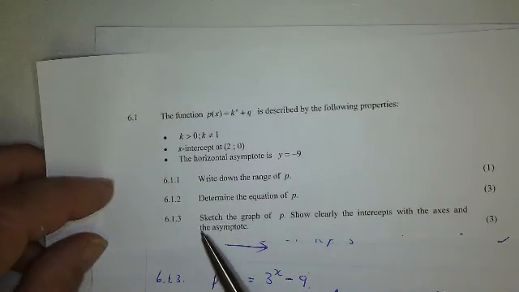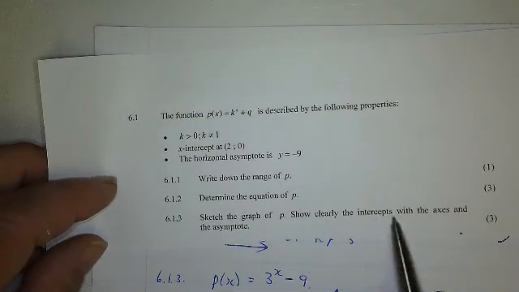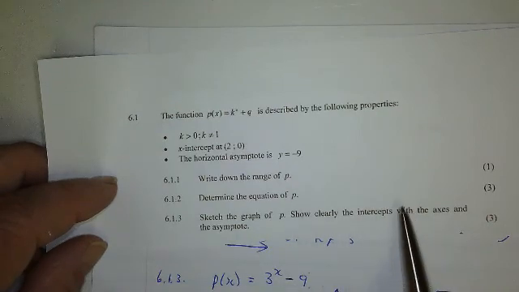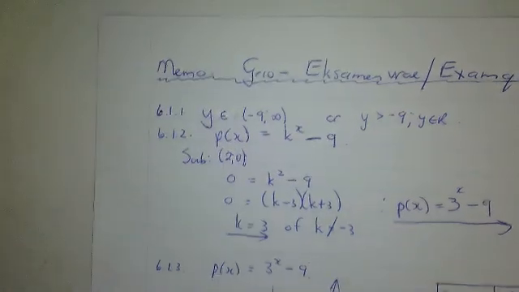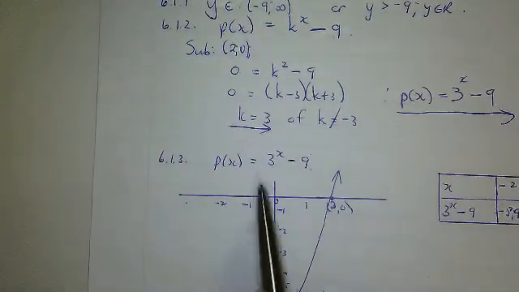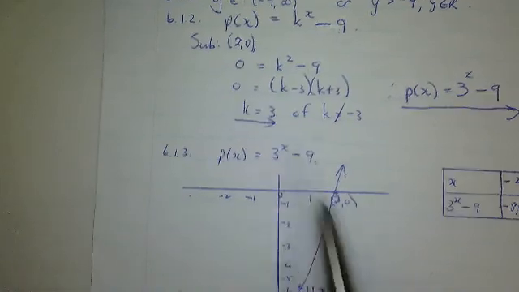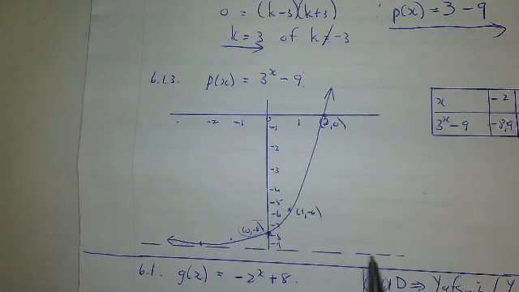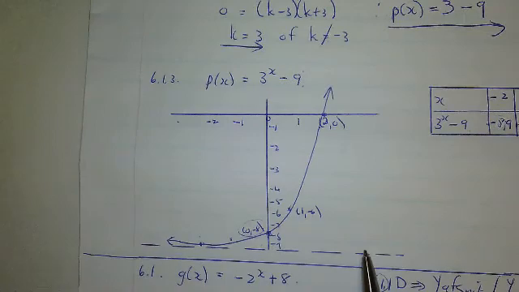Next question, they say sketch the graph of p and you must show clearly the intercepts with the axes and the asymptote. So it must be the x-intercept and the y-intercept. Right, so let's have a look. Where will we start? If this is my equation now, you start with the q. The q is the asymptote, so that's my horizontal line there at y equals negative 9. You must indicate that because the question states that.